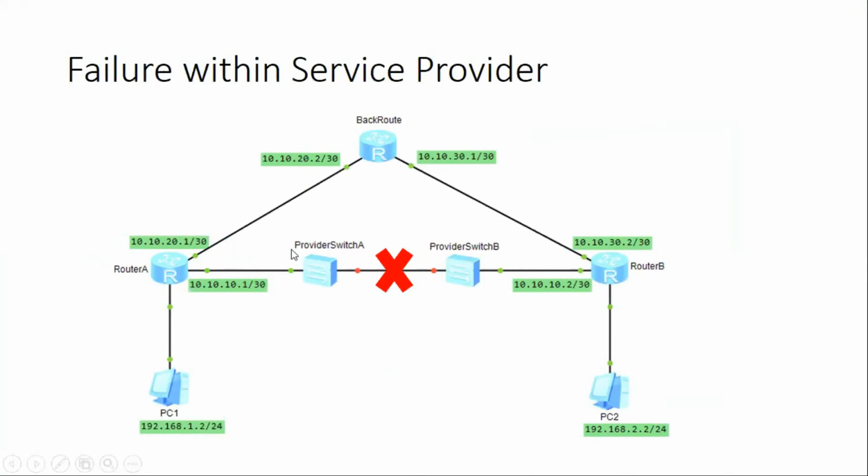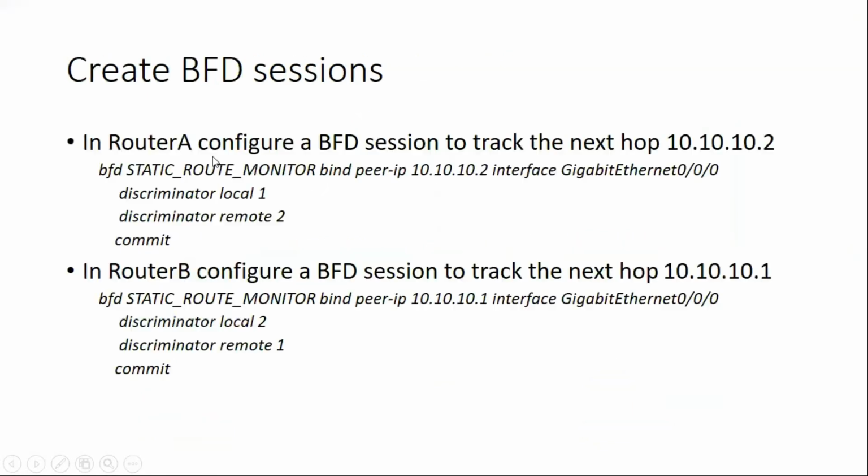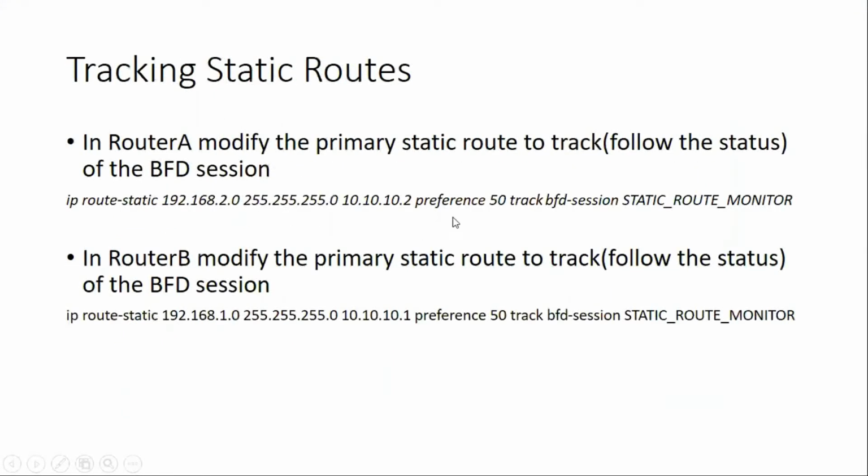So in such a case, this router has no method of knowing that this particular link has gone down. So we create a BFD session, and then we track it. This is how you create a BFD session and track it. You follow the status of the BFD session. If the BFD session is down, this route will be removed from the routing table. If it's up, it will be installed back into the routing table.